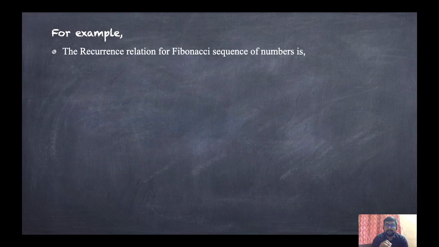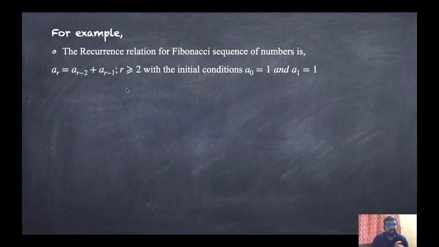Let us discuss one example: the recurrence relation for the Fibonacci sequence. We all know what the Fibonacci sequence is. The recurrence relation for the Fibonacci sequence of numbers is ar equals ar minus 2 plus ar minus 1, where r is greater than or equal to 2, with the initial conditions a0 equals 1 and a1 equals 1. So this is the formula, and the initial conditions are both a0 and a1 equal to 1.